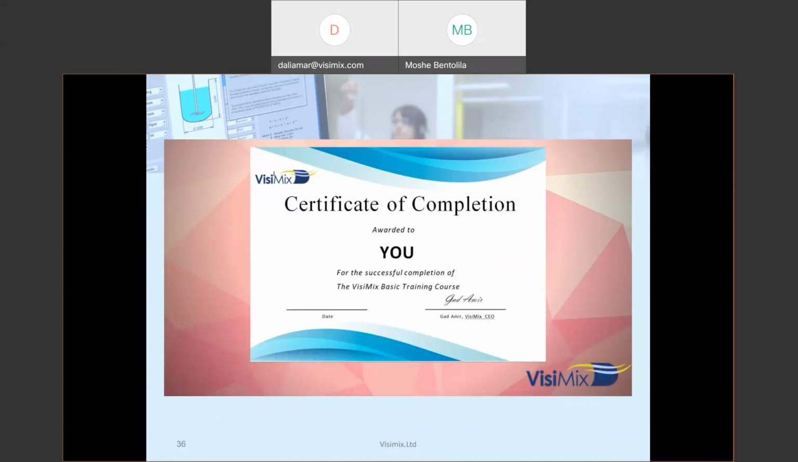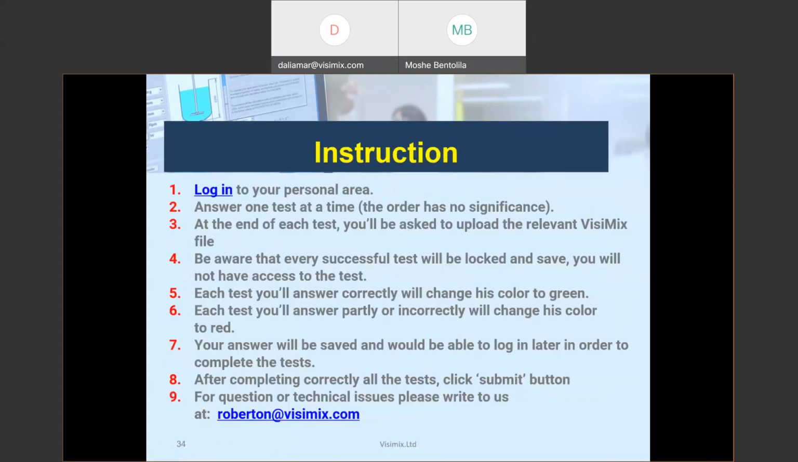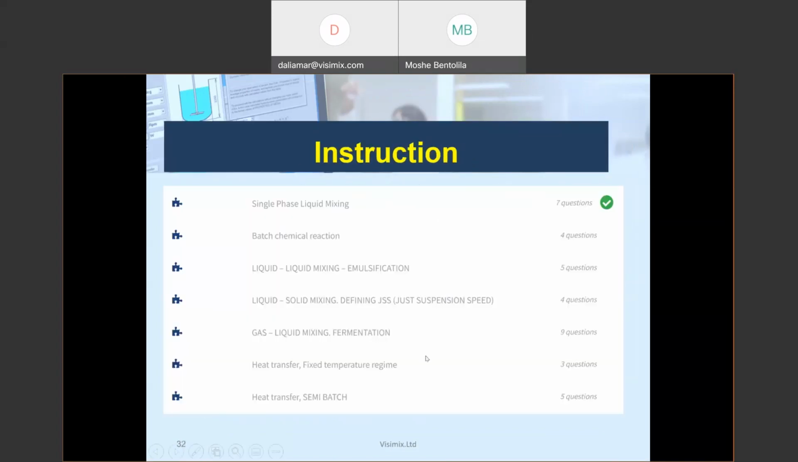Use it. Seven, as you see here. We have seven good examples. You see we are covering reactions, emulsifications, solid distribution, fermentation, and heat transfer, the main core of process chemistry, chemical engineering and biotechnology engineering, that you need in order to start to evaluate the project.